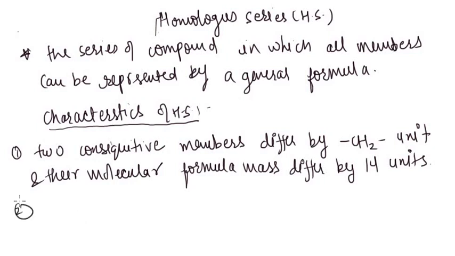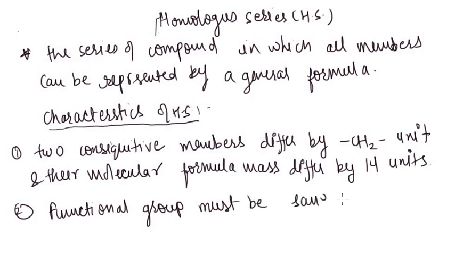And what is the second point? Functional group must be the same. In all homologous series, the functional group must be the same. It can't be like one is ether and another is alcohol, which is defined as isomers. And what isomers are, we're going to study next. But if you know a little bit about isomers, then you may understand that.